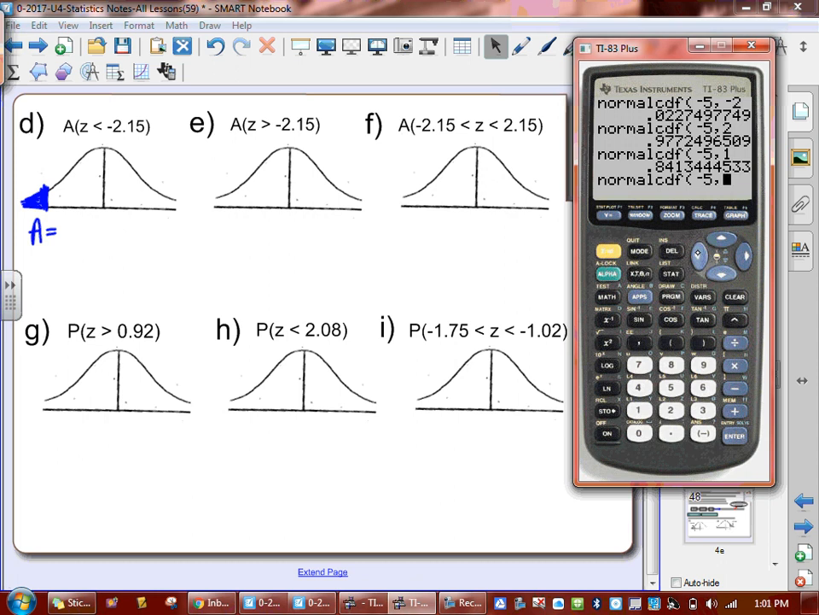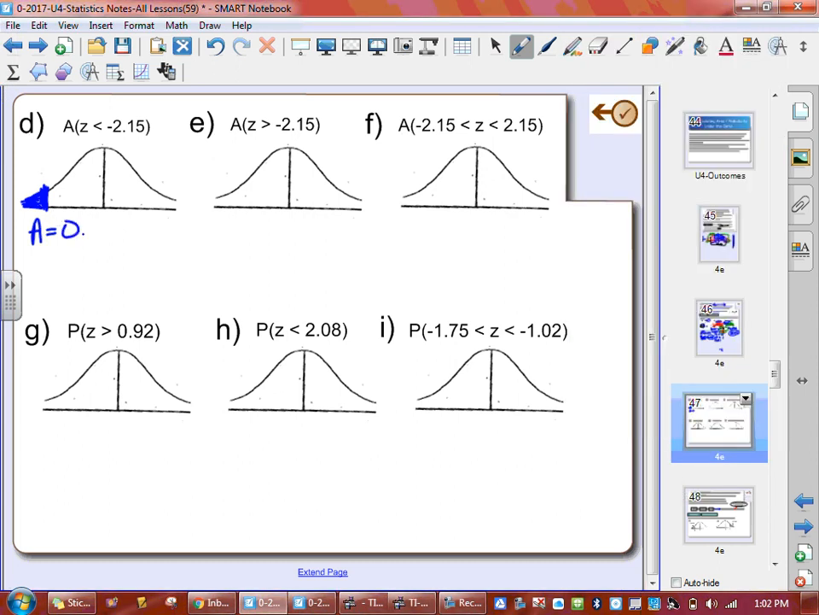-2.15. We type it in, and it's a teeny weeny region. We get, and again, you're rounding to 4 decimal places always, 0.0158, because those 7s will round this last 7 to an 8. So that's how much is in that region. That's how much data. That's very little data.